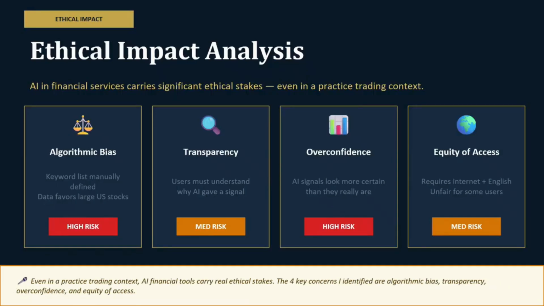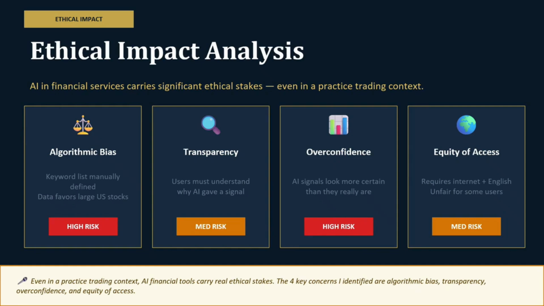Even in a practice context, AI financial tools carry real ethical risk. I identified four key concerns. First, algorithm bias. My keyword list reflects my own vocabulary and cultural context. Second, transparency. Users must understand why the AI gives a signal. Third, overconfidence. AI outputs can look more certain than they really are. Fourth, equity of access. The app requires internet and English, which is unfair for some users.